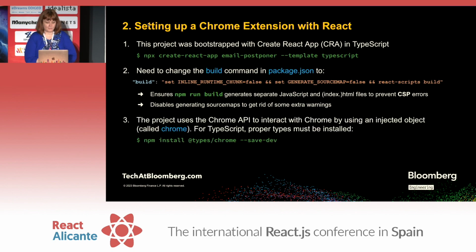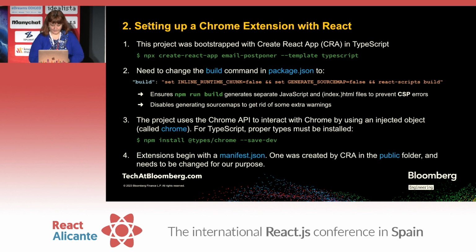The project uses the Chrome API to interact with Chrome by using an injected object, which is also called Chrome. And because we're using TypeScript, I had to install some extra types for that. And every extension needs to have a manifest.json file. And it has to be named manifest.json. This is important if you want your extension to work on Firefox too, but I'm not going to talk about that. Create React App creates a manifest.json file for us, but the extension is required to have a specific structure. And I'm going to talk about it in the next few slides.